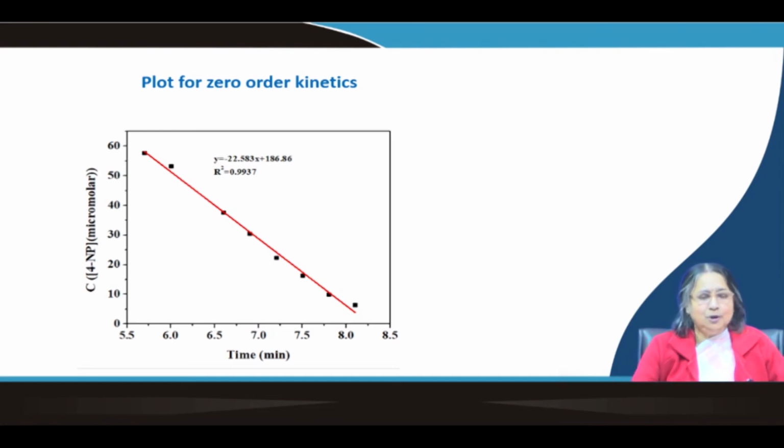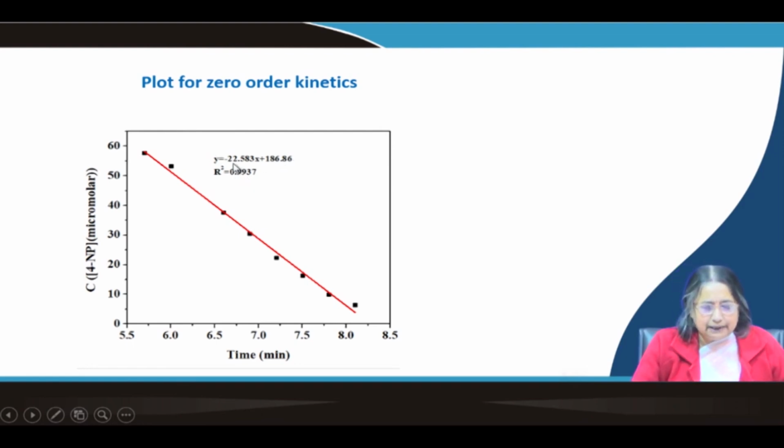Now, we plot it. We have converted the absorbance values to concentration by using the calibration curve. Now, we are plotting C values against different times. I already explained that for 0 order kinetics, you should get a straight line when you plot C versus time. You can see here a very good straight line with the R square value 0.99, and this is the equation.